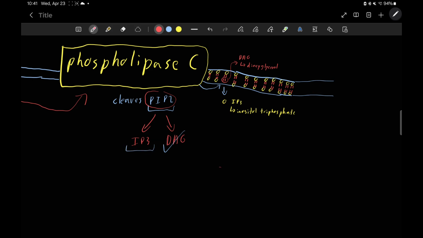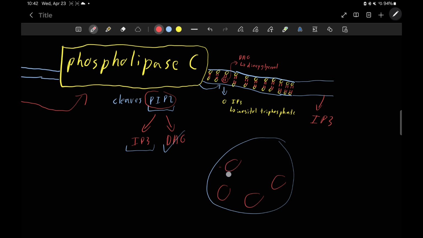So unlike DAG, IP3 doesn't stay in the membrane, but it is instead found inside the cell in the cytoplasm because it's polar. And what it does is basically, inside the cell, right? You have different storage compartments for various different things, such as vesicles or something called the sarcoplasmic reticulum. And what IP3 does when it goes into the cytoplasm, it stimulates the release of calcium from these intracellular stores. So calcium is released into the cell's cytoplasm. And this calcium can do different responses.